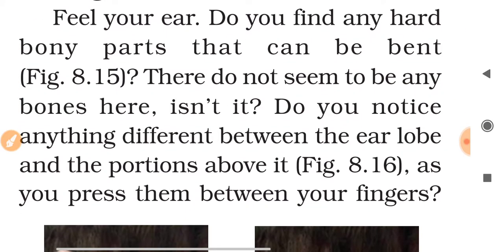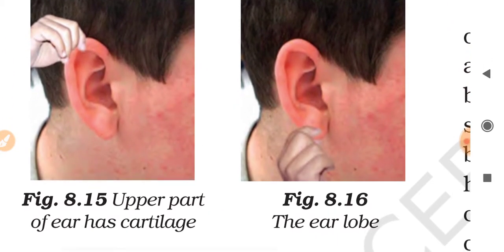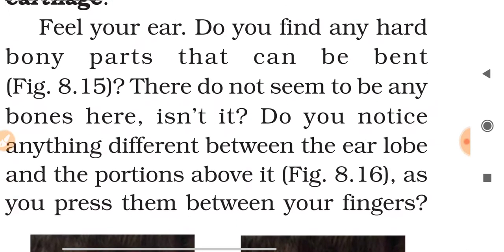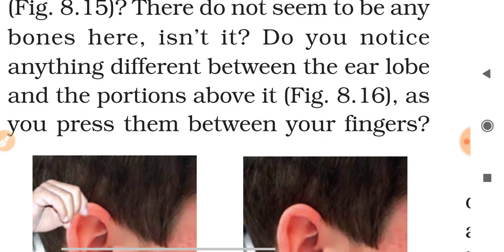So feel your ear. Do you find any hard bony parts that can be bent? You can see this type. The upper part of the ear has cartilage, and so does the earlobe. There do not seem to be any bones there, isn't it? It is not very hard. Do you notice anything different between the earlobe and the portion above it?